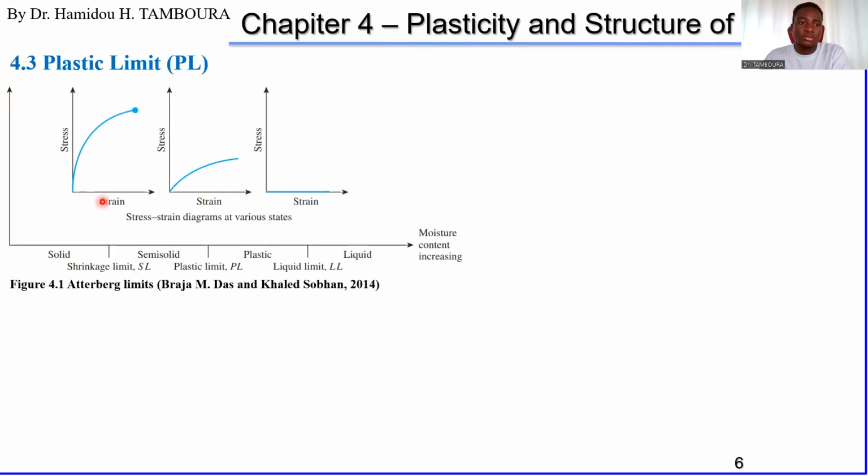I think previously we have talked about this figure, this chart that is showing the definition of each limit. The liquid limit is the border between the plastic state and liquid state of soil. The plastic limit is the border between the semi-solid state and plastic state of soil. So this plastic limit is what we are going to talk about today in this video.